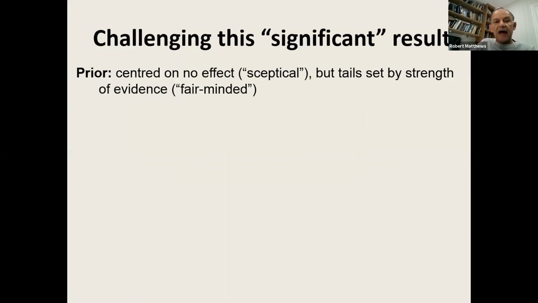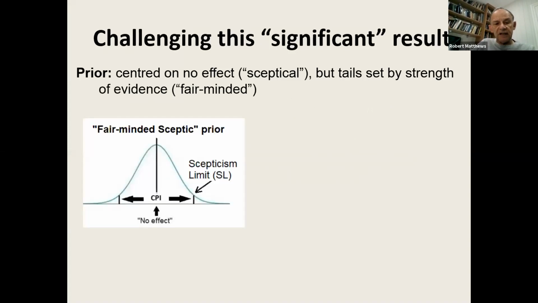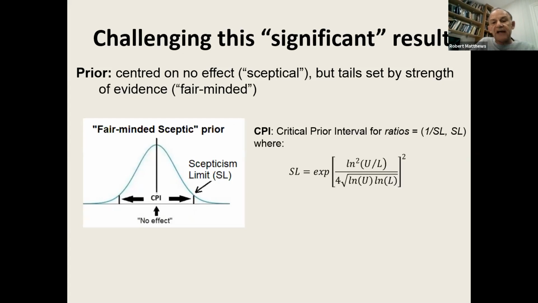So let's do that. As you recall, that's the nature of the skeptical challenge that we're mounting here. There it is. And that range, the CPI in the middle, is the range of values where, if prior values lie there, then basically the skeptic has got you. He will drag that evidence of an effect back over the no-effect line. So let's see how this works.